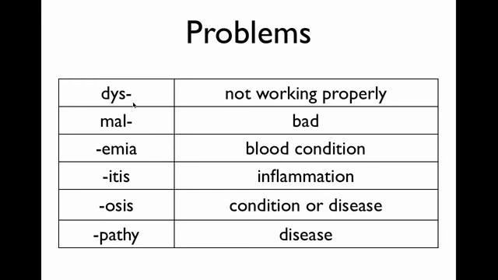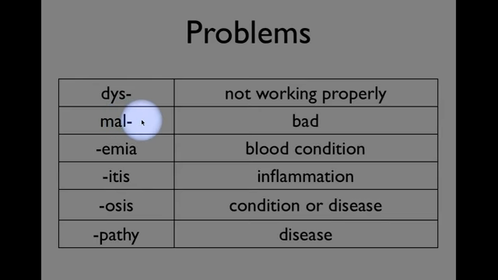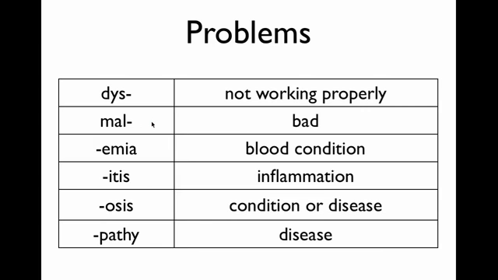And finally, some problems. Dis meaning not working properly. Mal as a prefix meaning bad. The term malady comes from this. Malaria was a disease that was thought to be spread through the air. So literally malaria means bad air. We now know, of course, it's not caused by the air.